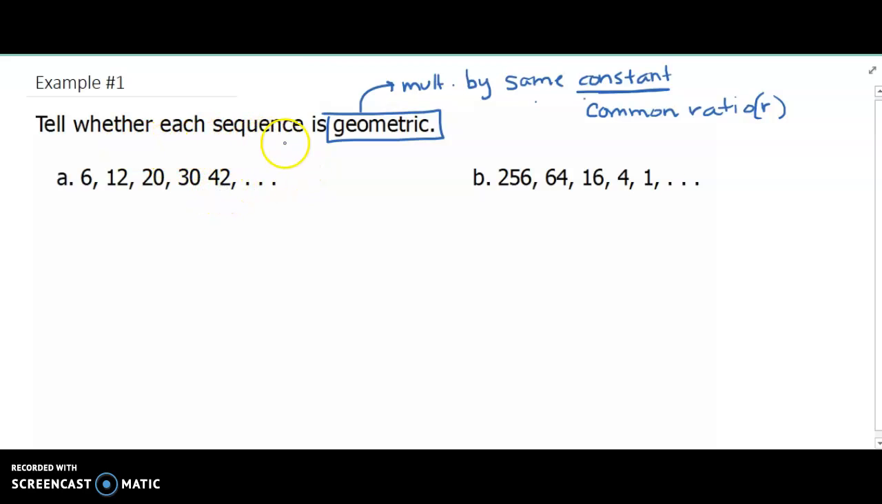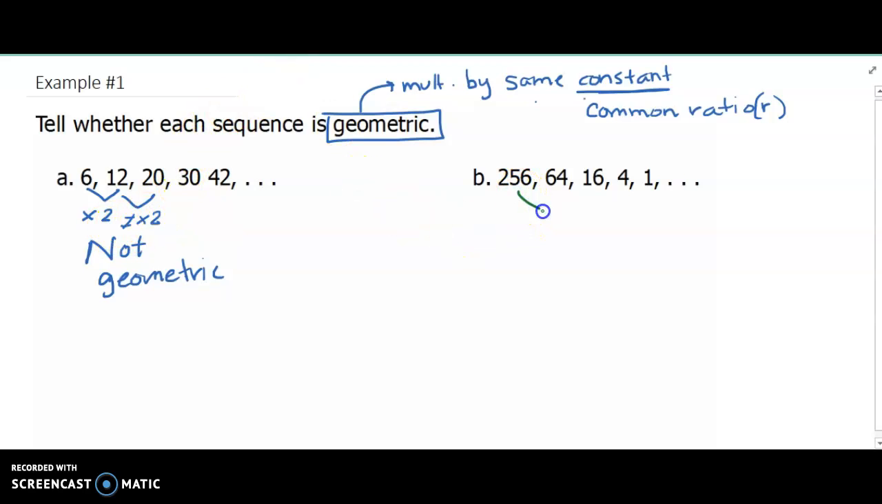It says, tell whether each sequence is geometric. So once again, we know it's geometric when we're multiplying by the same thing. So if we go from 6 to 12, that means we're multiplying by 2. Okay, now from 12 to 24, we are not multiplying by 2. So we can stop there. We don't even have to find what we're multiplying by. We can just simply say, not geometric. Okay, we don't need to do the rest because we know these two are different.